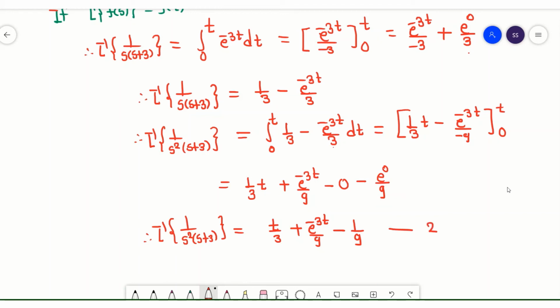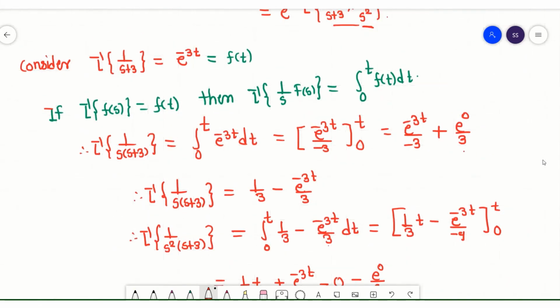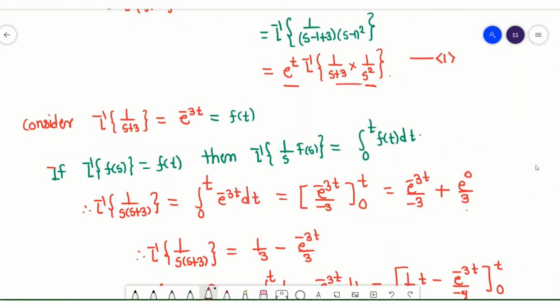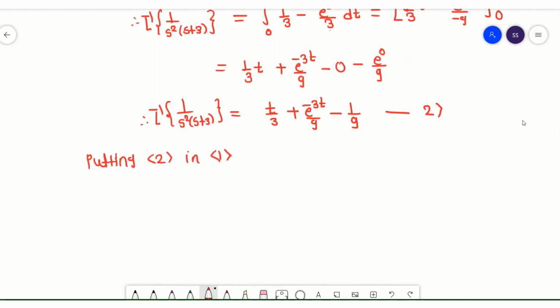Let me call this equation number 2. Substitute equation 2 in equation 1. What is 1? 1 is the Laplace inverse of the given function. Here we have e to the power t times this much, so we have to multiply equation 2 by e to the power t, right? So y of t equals e to the power t times, in brackets, t upon 3 plus e to the power minus 3t divided by 9 minus 1 upon 9, and that gives us the required answer.